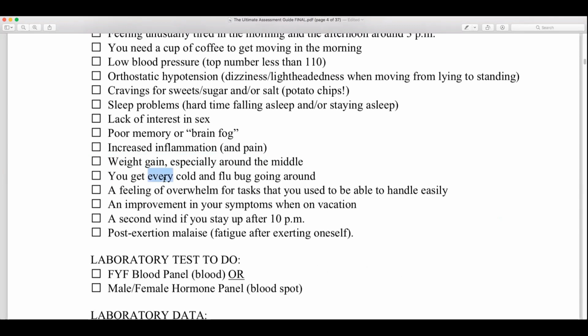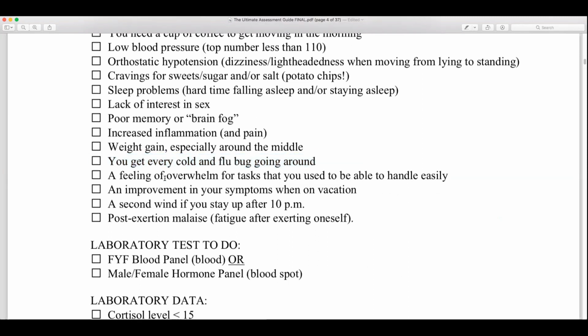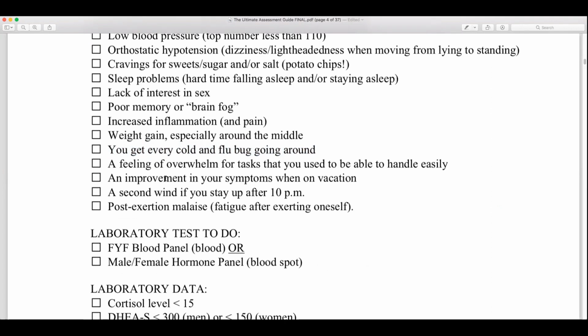You get every cold and flu bug going around, or I should also note that you never get sick at all. A feeling of overwhelm for tasks that you used to be able to handle easily. The overwhelm is a very big marker. An improvement in your symptoms when you're on vacation. A second wind if you stay up after 10 p.m.